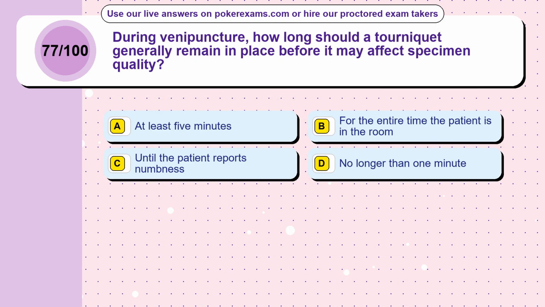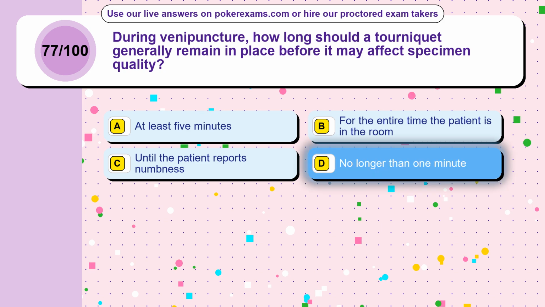Question 77. During venipuncture, how long should a tourniquet generally remain in place before it may affect specimen quality? Option A. At least 5 minutes. Option B. For the entire time the patient is in the room. Option C. Until the patient reports numbness. Option D. No longer than 1 minute.